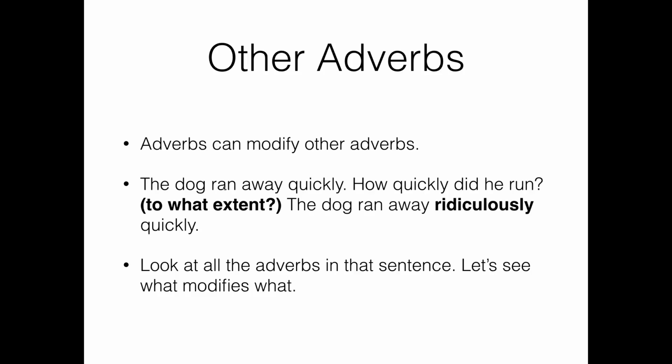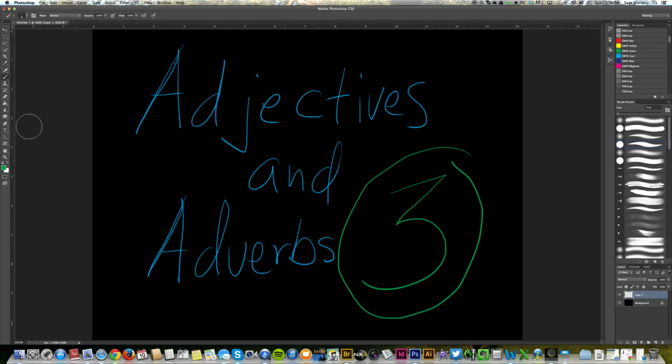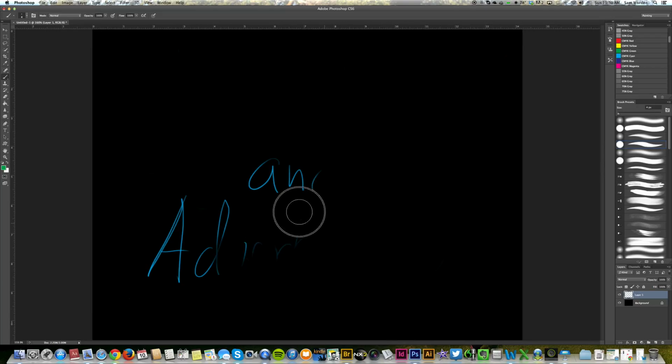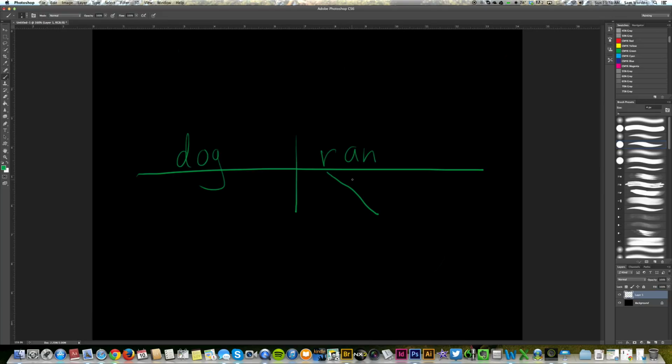So let's actually, I'm going to pop that up on my screen here, and we will modify that. We'll diagram it right away, and we'll learn diagramming by doing this. So the dog ran away ridiculously quickly. There's our old line, dog. And it's not the first word in the sentence, right? So we don't capitalize it. Dog ran. Subject, what he did. Now, first modifier for ran is away, because that tells you where he ran.